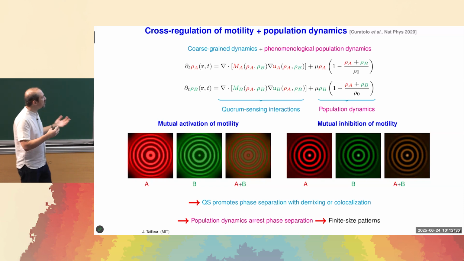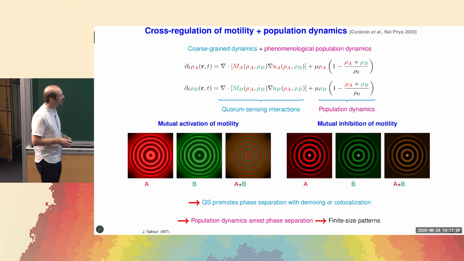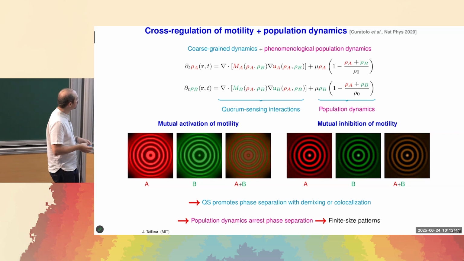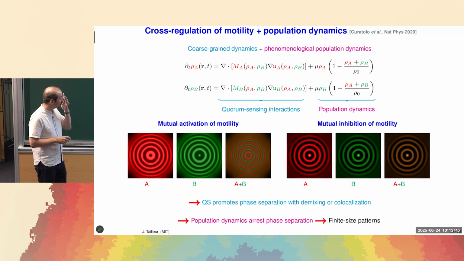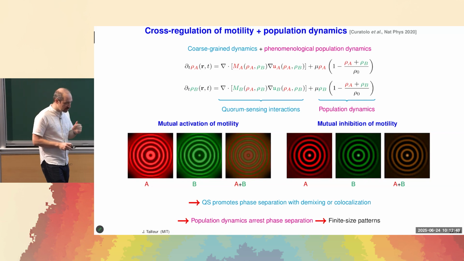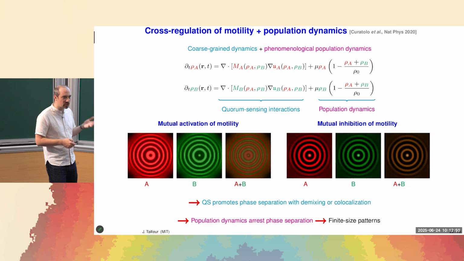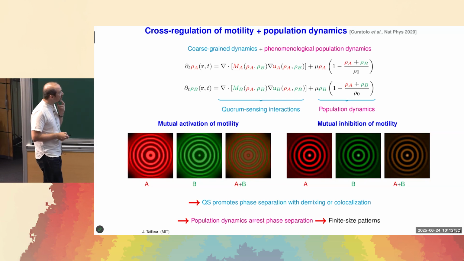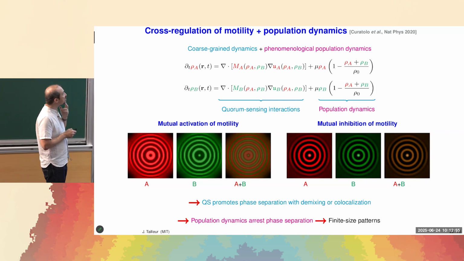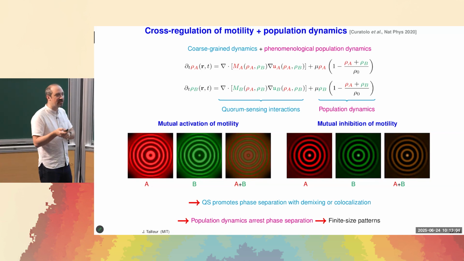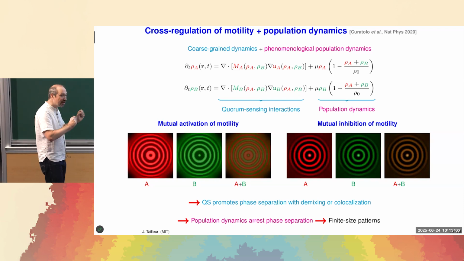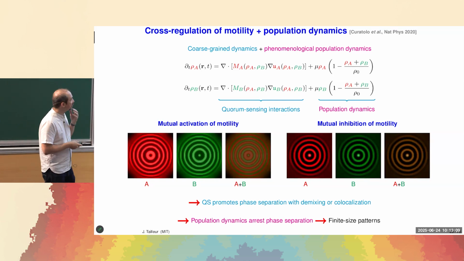So that's, again, this kind of general principle that the quorum sensing interactions, the motility regulation, promotes phase separation, and the population dynamics arrest phase separation. And now I can address your question. There is another way of getting this type of pattern, which is called Turing pattern. In Turing pattern, what you do is you have boring diffusion. So you have just here dA Laplacian Rho A, and here dB Laplacian Rho B. And you would have fancy reaction terms. You would have one that activates, the other one that inhibits. And if you fine-tune your parameters, you can get this type of rings.